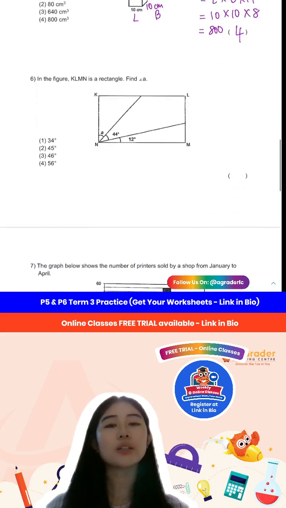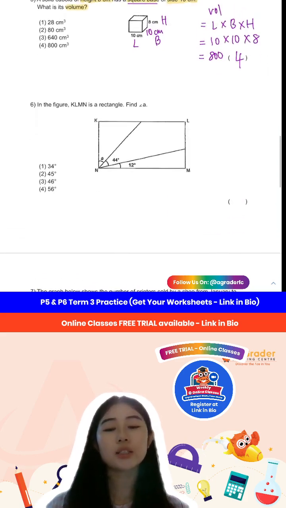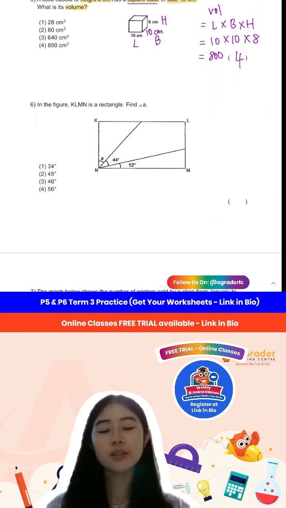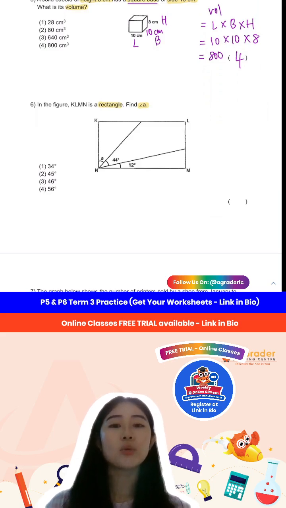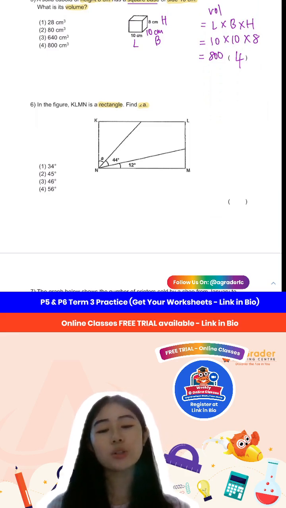Next one, we have an angles question. So I'm going to read this. In the figure, KLMN is a rectangle. Find angle A. So when you're given a rectangle, what's so special about a rectangle? A corner of a rectangle is what?